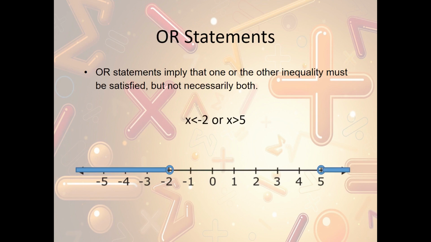Now let's look at "or" statements. "Or" statements imply that one or the other inequality must be satisfied, but not necessarily both. So in this case we have x is less than -2 or x is greater than 5.